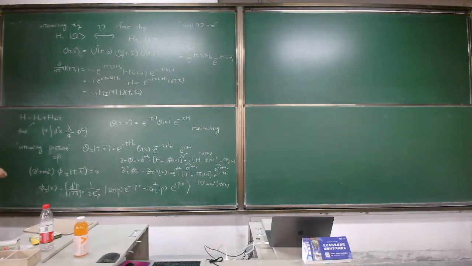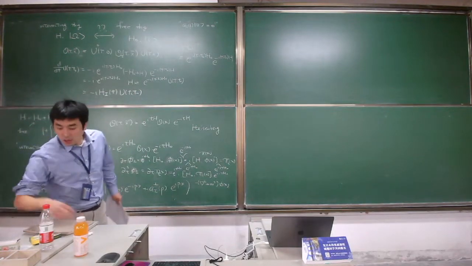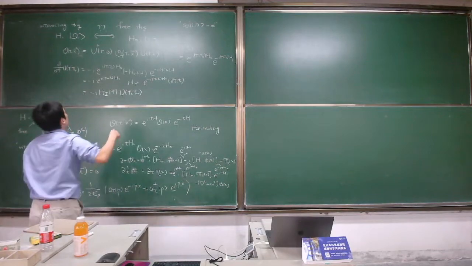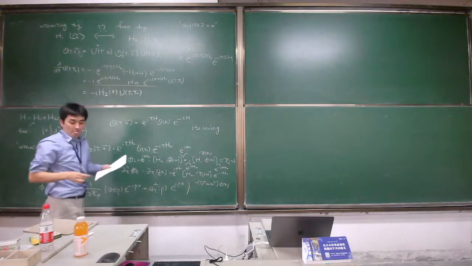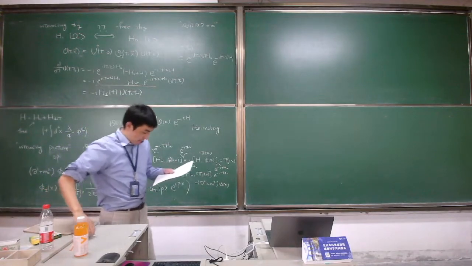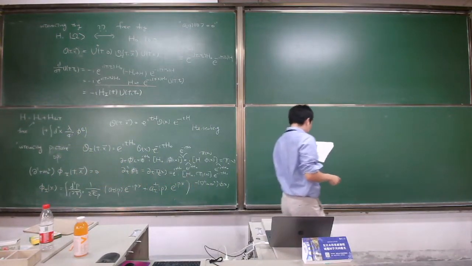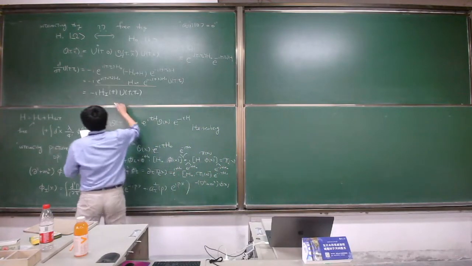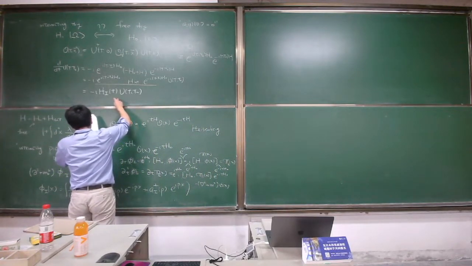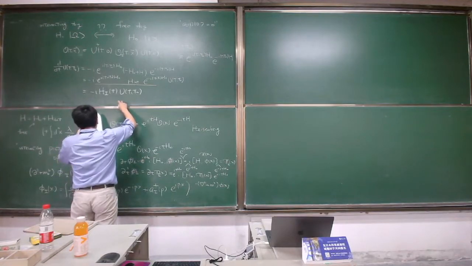So here we define this one to be equal to this one. And then we call it the interacting Hamiltonian.